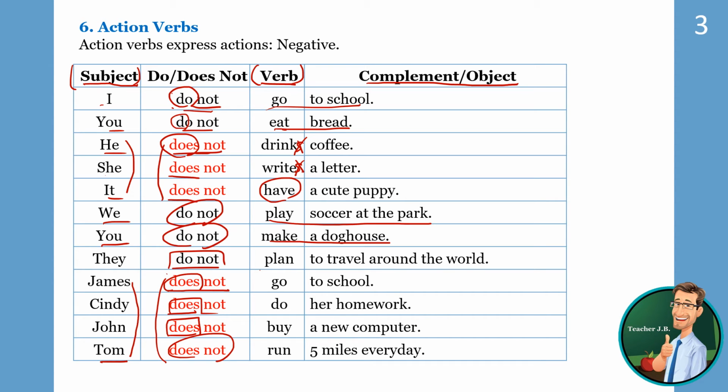So again, when you make negative sentences, use the auxiliary verb do or does. But the verb has to be in the original form. So does not go: it is supposed to be James goes, but we don't say James does not goes. We say James does not go. And Cindy does her homework. We don't say Cindy does not does her homework. Since we have does here, we remove es. We just say Cindy does not do her homework.